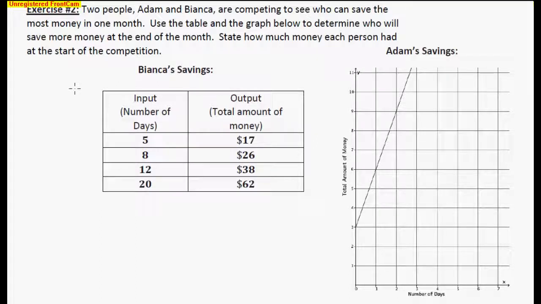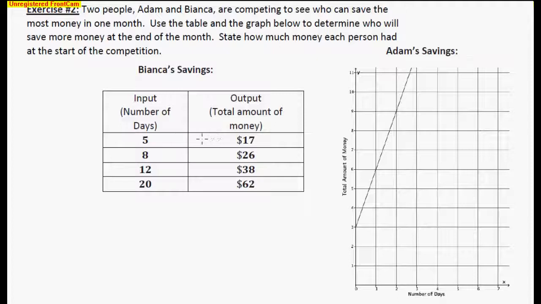All right, so it says use the table and the graph below to determine who will save more money at the end of the month. And they also say state how much money each person had at the start. Okay, so we're going to start with Bianca here, and if you look at where they start you, they don't start you at day 0.